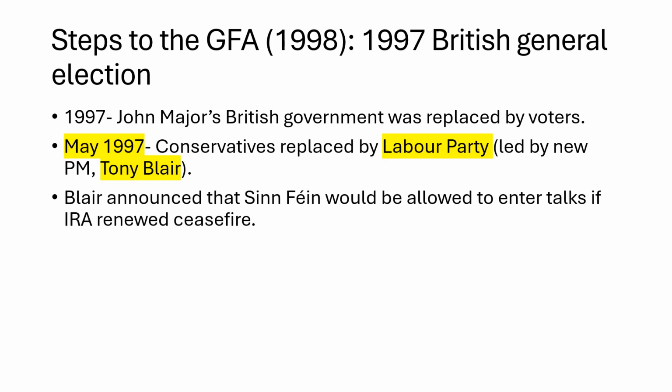Blair announced that Sinn Féin would be allowed to enter talks if the IRA renewed their ceasefire. That's really important. So earlier on we were talking about the 1994 ceasefires. In 1996 the IRA called off their ceasefire. They ended it. By 1997, Tony Blair has basically thrown the gauntlet down to Sinn Féin. He's basically said to them, the ball's in your court. You can come back into these talks, but the IRA needs to renew their ceasefire.